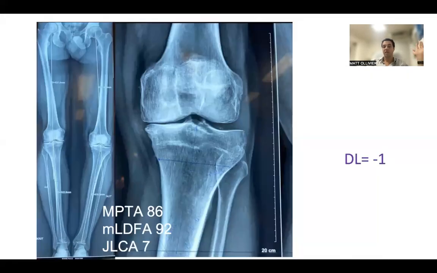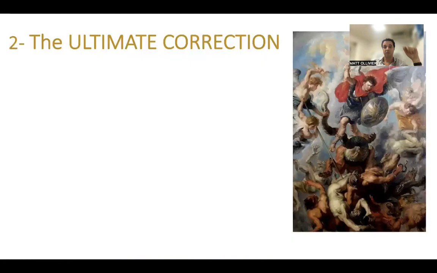Example number 2: MPTA 86, normal, MLDFA 92, varus in the femur, 5 degrees, GLCA 7. His deformity locator is around 1, because it's 5 divided by 7. So of course you have a very high risk of making a mistake if you do HTO. One being that potentially you're going to correct in the tibia something which is in the femur, or even worse, in the femur plus in the joint. And you will see that you have a major complication, which we call soft tissue laxity or soft tissue correction, that can create massive overcorrection in these specific scenarios.